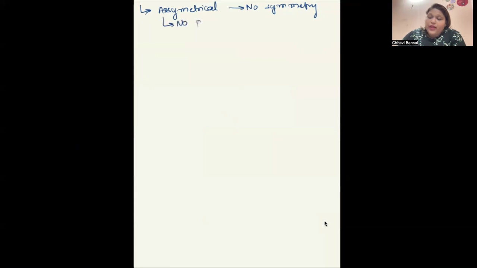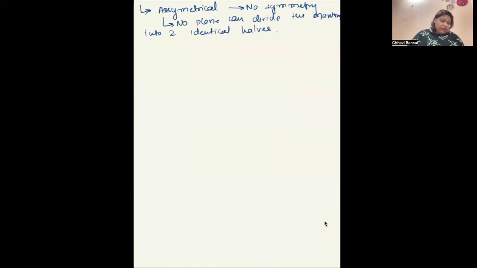So no plane can divide the organism into two identical halves. Such type of symmetry is called asymmetrical, and the organisms that are asymmetrical are mostly Porifera. Mostly Porifera. So asymmetry is again a primitive trait which is present in Porifera.